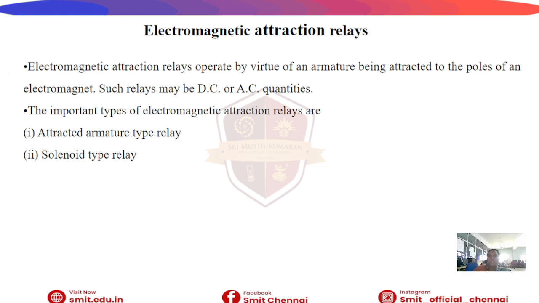Electromagnetic attraction relays. These relays work by the attraction of an armature toward an electromagnet, when the fault current exceeds a preset value called pickup current. There are two main types of electromagnetic attraction relays. One is attracted armature type relay. Second one is solenoid type relay. In both cases, when a fault occurs, the relay closes the trip circuit and operates the circuit breaker.